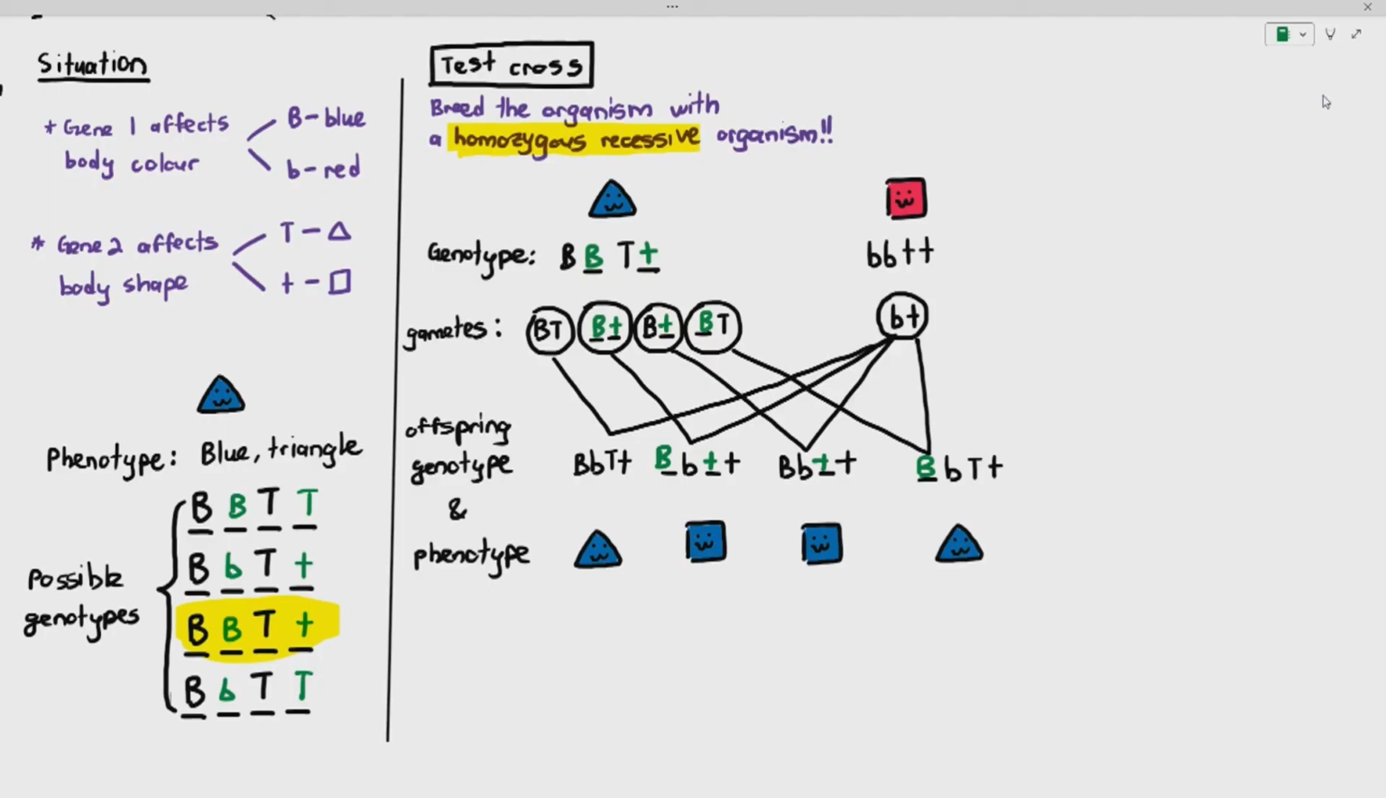So you can use the test cross in dihybrid inheritance as well to determine the unknown genotype of the parents. Whew, we are done with this first part.